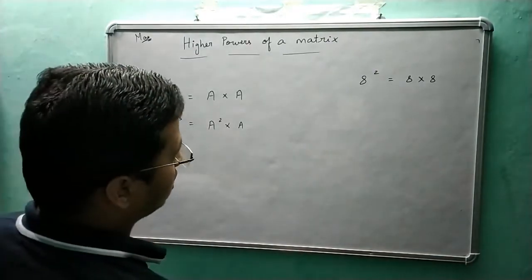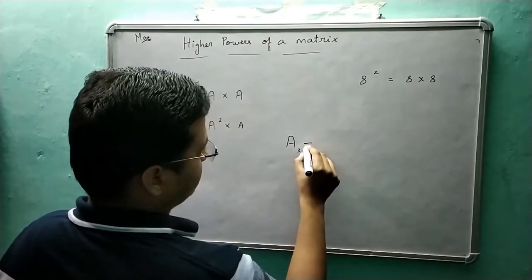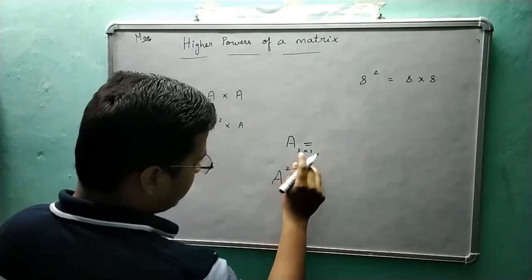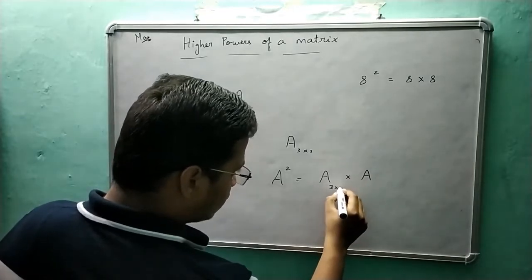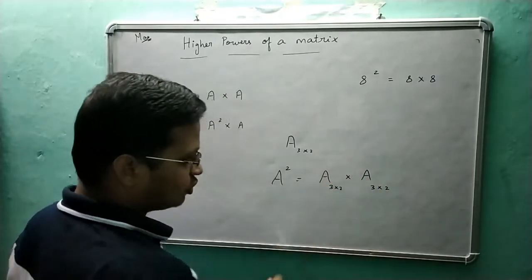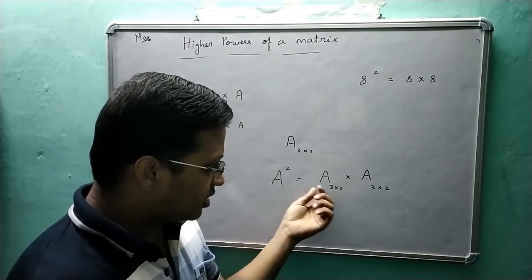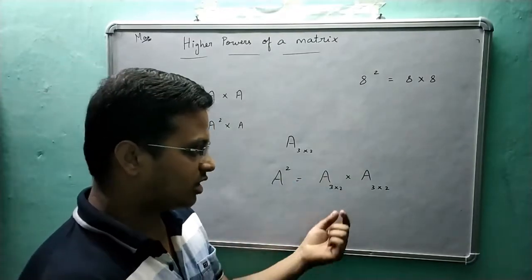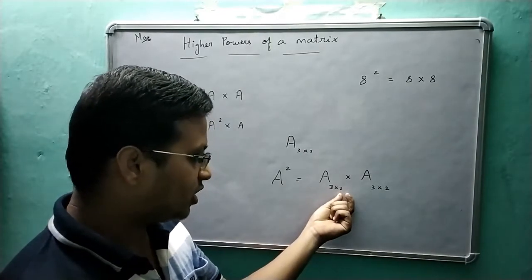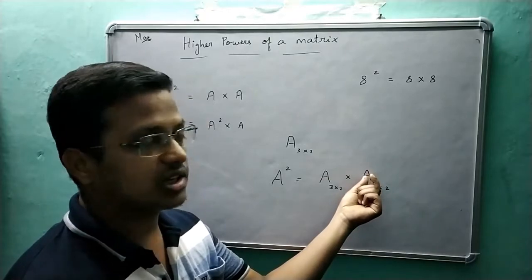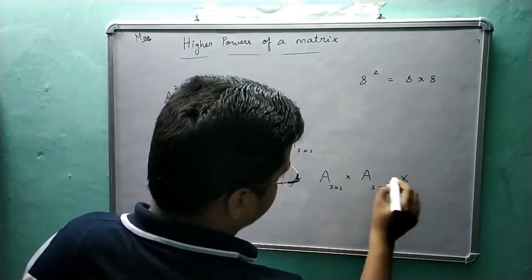But here we have to take one care. So suppose A is a matrix of 3 cross 2 order. And if we want to find A square, so A square will be A into A. So A is a matrix of 3 cross 2 and this is also a matrix of 3 cross 2. And as we have discussed earlier, is this multiplication allowed? If you see carefully, you will get to know that it is not allowed. Why? The number of columns of A is not equal to number of rows of the second matrix. So 2 and 3 are not same. Hence, we cannot find A square.